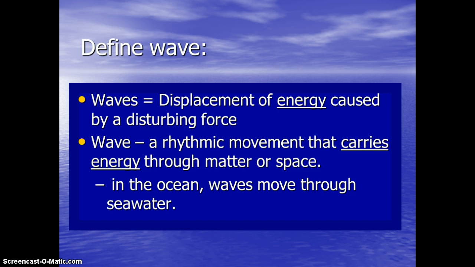So the definition of a wave is displacement of energy caused by a disturbing force. Okay, so the energy and the disturbing force, that's really the key term here. So some outside force disturbs the water and transfers its energy to the water. A more basic definition is that a wave can be used to describe any type of energy movement, right? So rhythmic movement that carries energy. And most of us have seen mathematical descriptions of these kinds of things in one way or another. But obviously in the ocean, the waves move through the seawater.